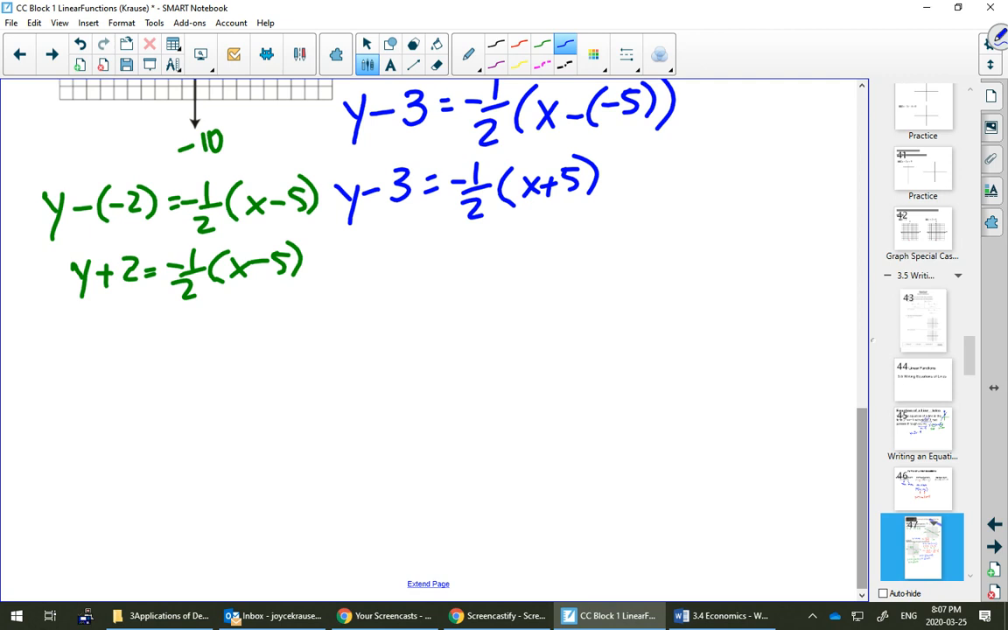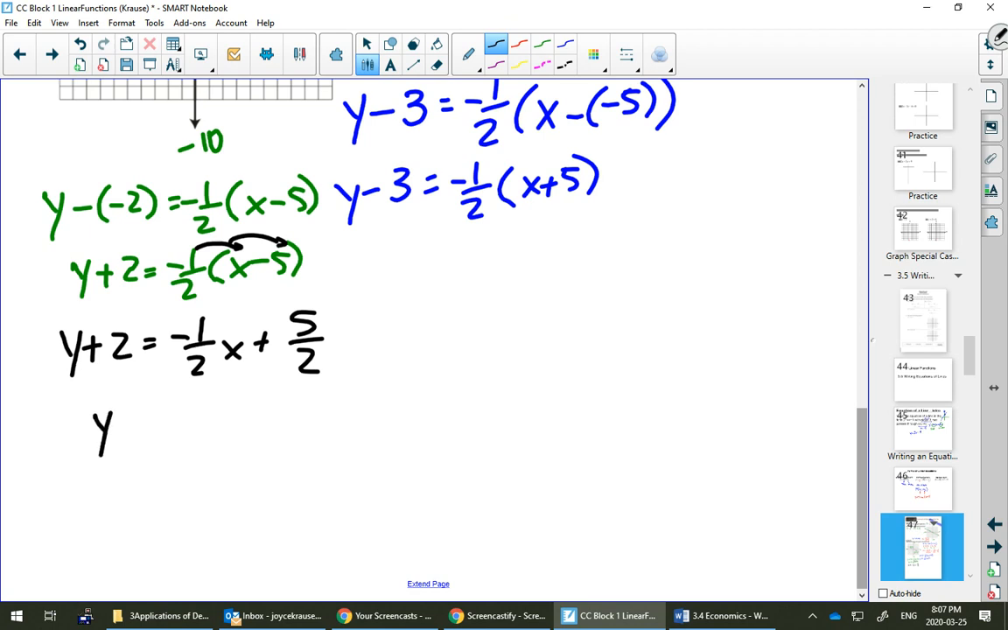If I were to multiply these equations out, they should simplify to the same equation. So I'm going to convert these both to slope-intercept form, and they should be the same. So I've got y plus 2. I'm going to multiply through here. So -1/2 x plus 5/2.